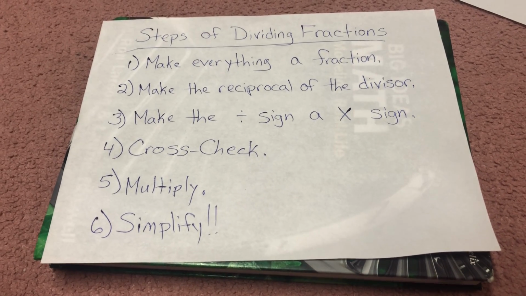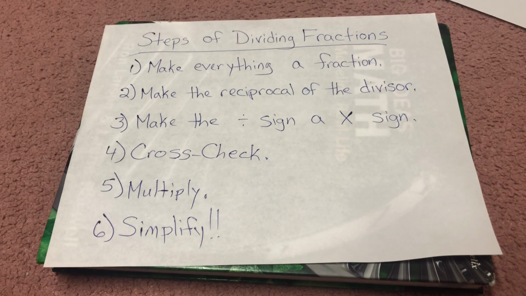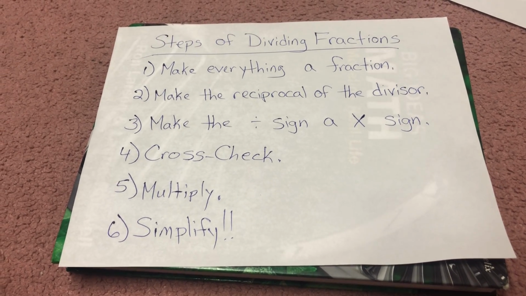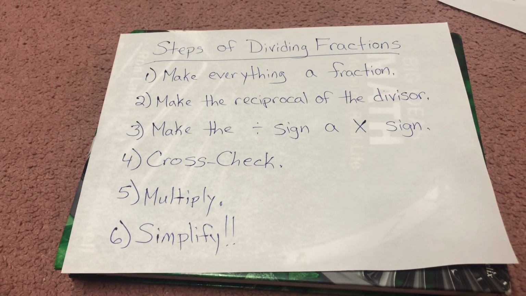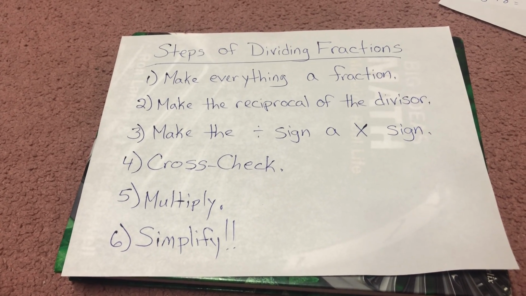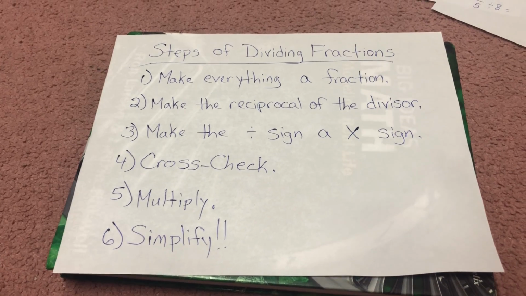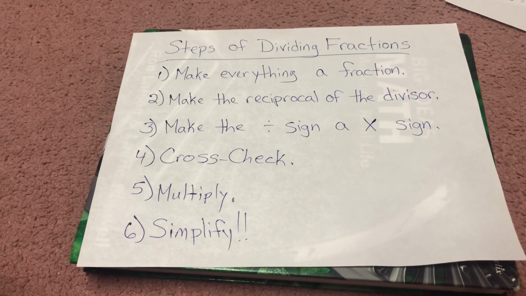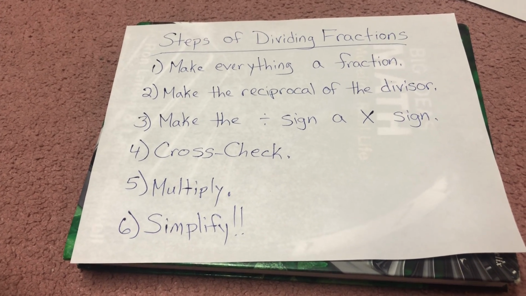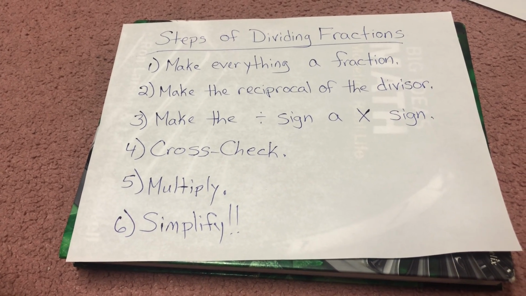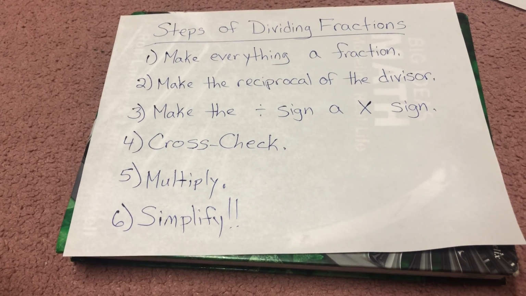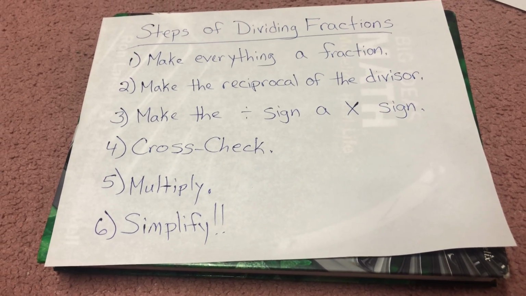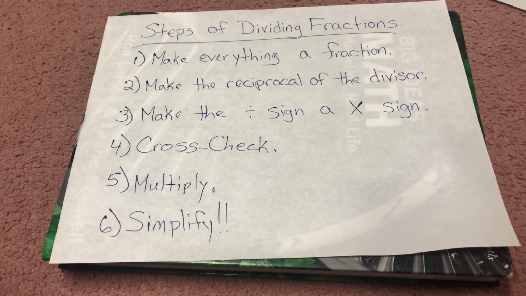So once again, I'm going to want you to take a screenshot or write this down. We'll be getting this in your notes, but this is key. Steps of dividing fractions. So at some point while I'm talking, pause it, take a screenshot, do something. Steps of dividing fractions. Step 1, make everything a fraction. Step 2, make the reciprocal of the divisor. Step 3, make the division sign a multiplication sign. Step 4, cross-check. Step 5, multiply.